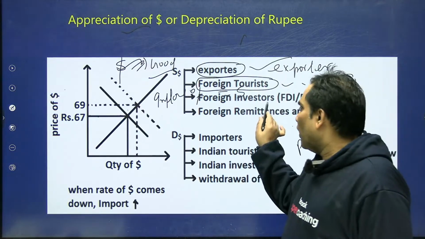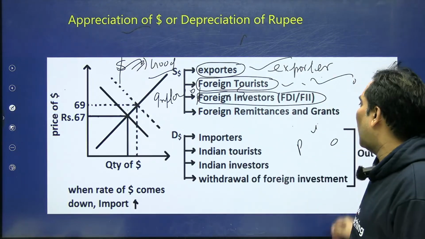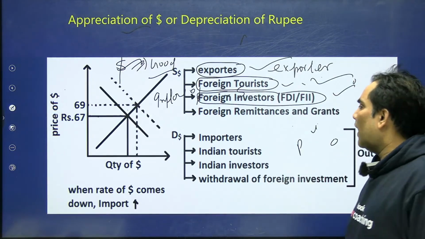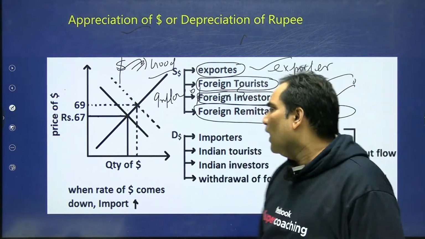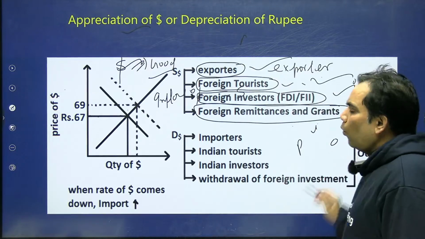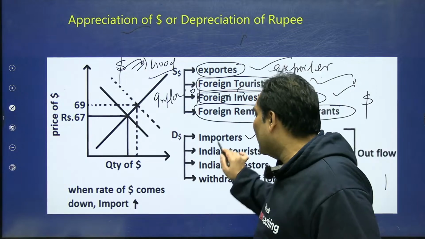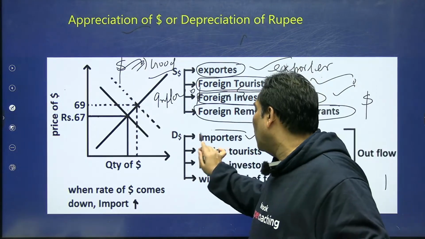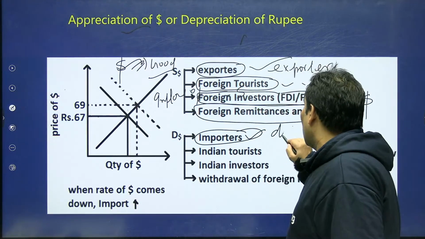Another thing, foreign investors: when a foreign investor is going to invest in India, they will supply the dollar. Whereas foreign remittance, whatever remittance is going to come into India, will also supply the dollar. Who will demand the dollar? Importers will demand the dollar. They will supply the rupee and they will demand the dollar. Importers, in order to import, will demand the dollar.